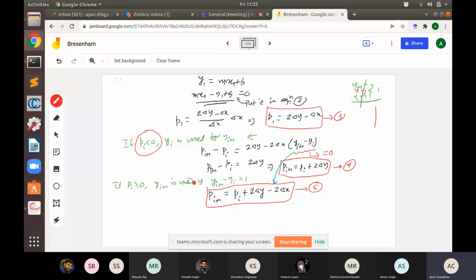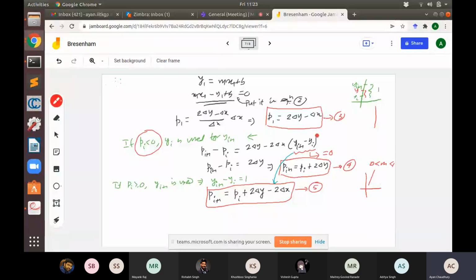If it's less than 0, that means the first one, yi, will be chosen, and that's why we take the difference as 0, because yi has merged here. In the next case, we choose yi plus 1 and the difference is 1, and eventually we get here. So that's all we need for drawing a line like this, where m is between 0 and 1.